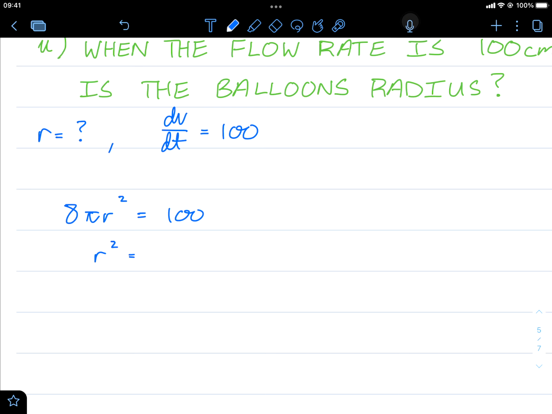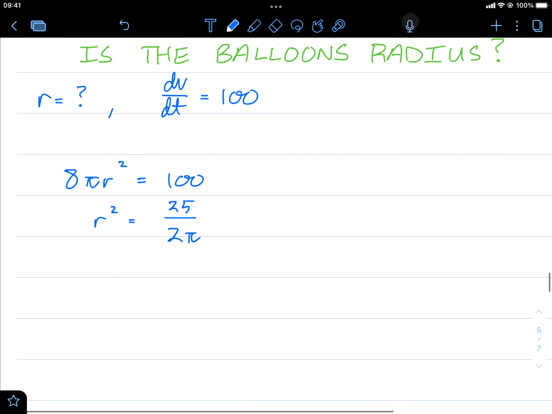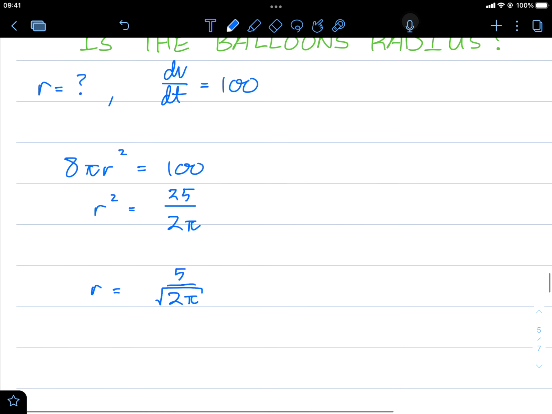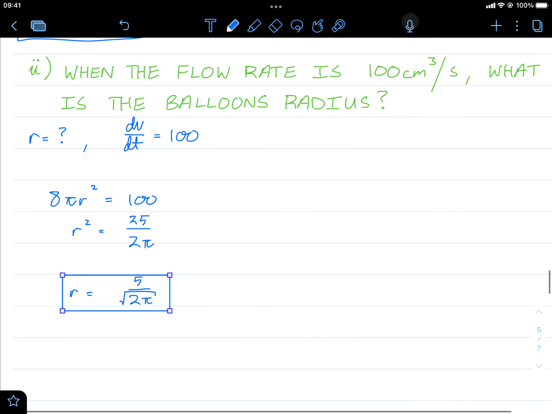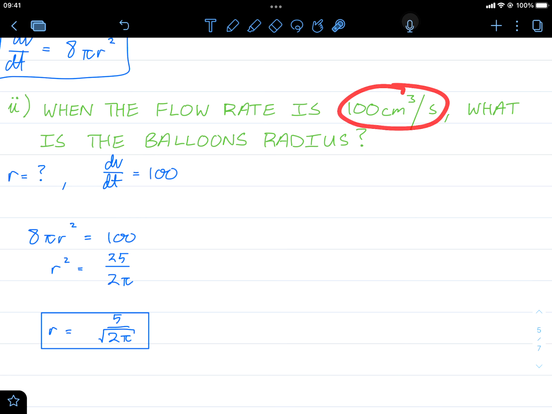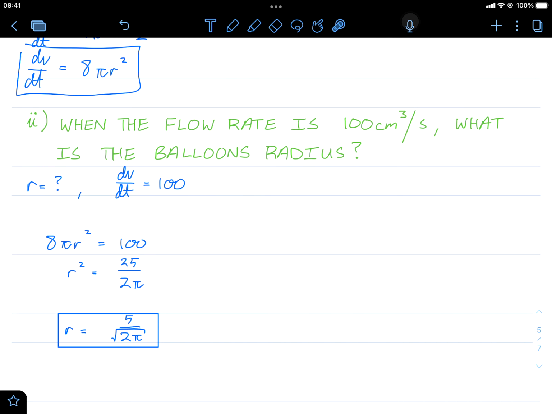squared equals 100 over 8, which is going to be 25 on 2. And since we divided by pi, there's going to be pi in the denominator. Taking the square root of both sides, it's going to be 5 on 2 pi, but the denominator is going to be underneath a square root. So that there is the radius of the balloon when the flow rate is 100 centimeter cubed per second.